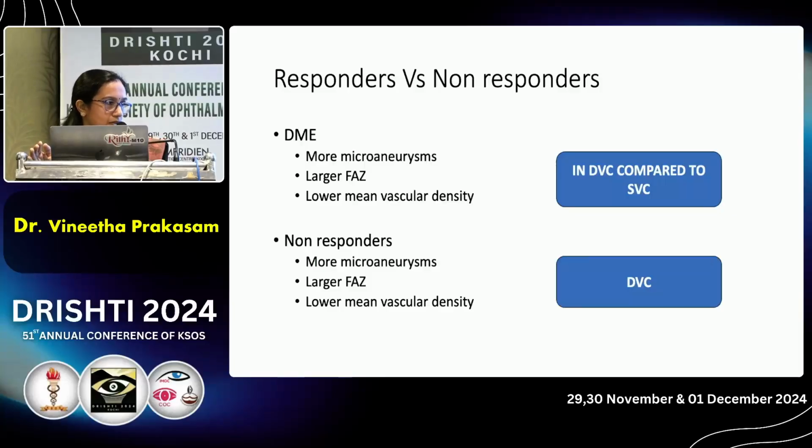In addition, what they saw is that in non-responders, more microaneurysms, larger FAZ, and lower mean vascular density were more prominent in the deep vascular complex, but the difference in the superficial vascular plexus was not significant. So, which means ischemia and non-response are associated with ischemia in the deep vascular complex rather than the superficial.